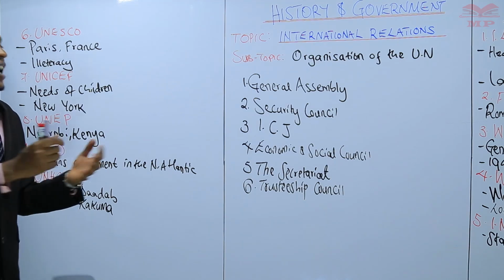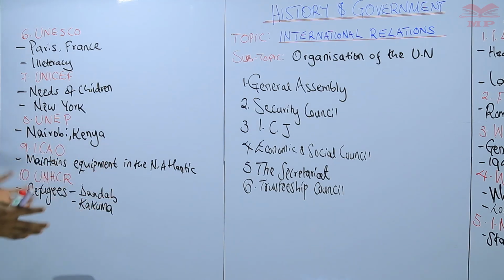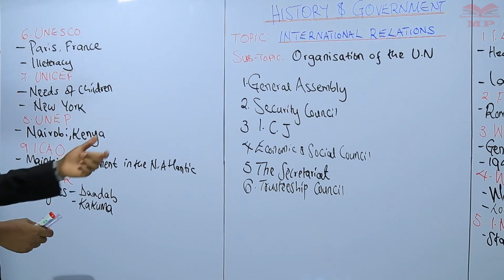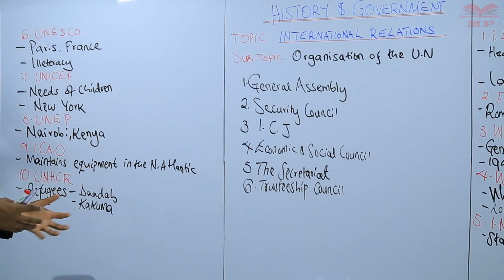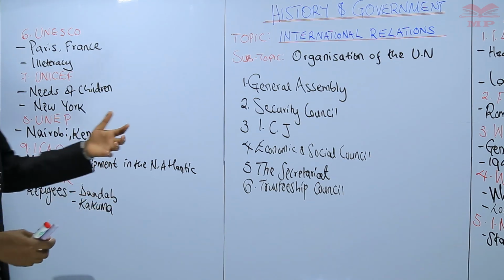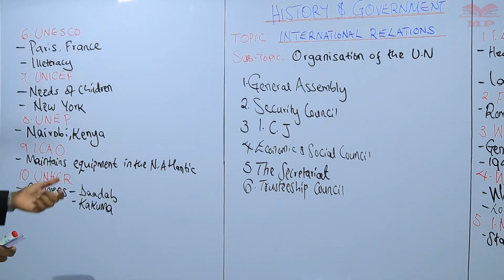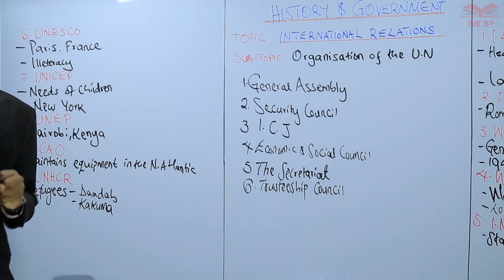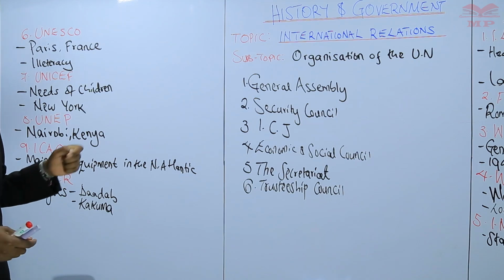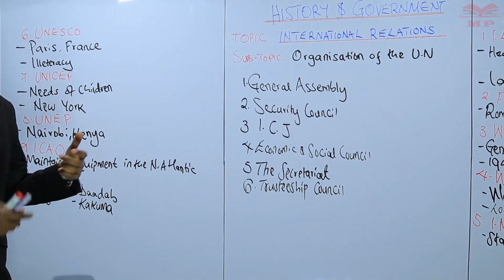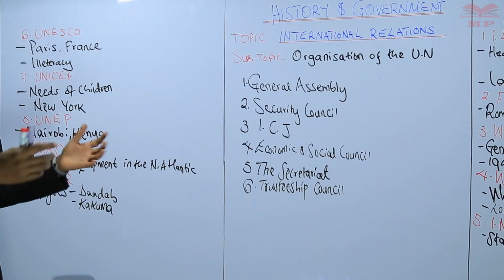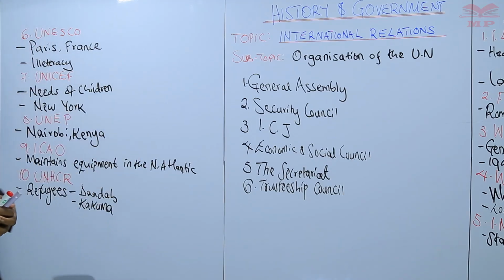So those are some of the major organizations, the specialized agencies in the United Nations. There are so many others. We cannot discuss all of them. So you could go and find out which are these other agencies. But these are the major agencies that are used in the United Nations. They help the United Nations in maintaining the security and peace of the world.